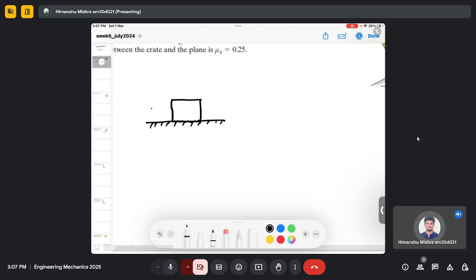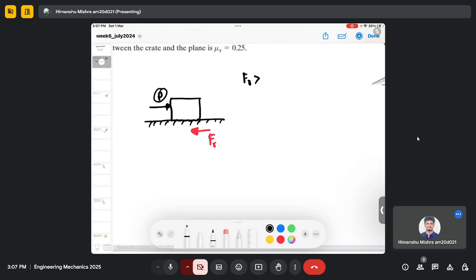So if you are exerting any force P, there will be a friction force, due to this rough surface, in the opposite direction of P. This friction force tries to resist the external force, and if you are exerting a force P and the body is not moving, it means that this friction force, let me define it by Fr, is greater than P.